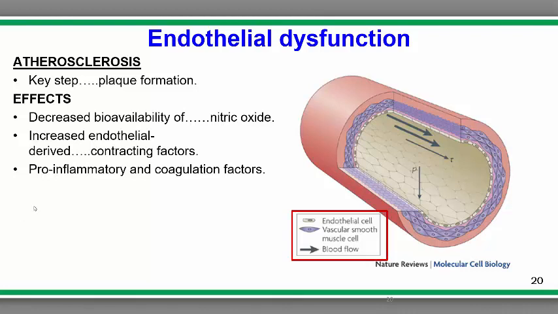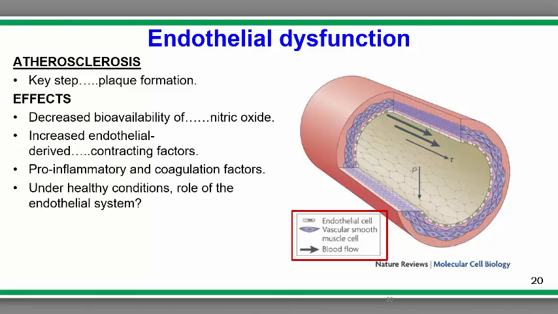The cells can also produce what are called pro-inflammatory and coagulation factors. And these are molecules that will tend to cause an increase in blood clotting and further increase inflammatory markers throughout the entire cardiovascular system, since we're talking about the endothelium that is affected.